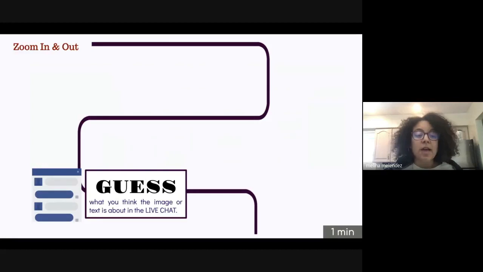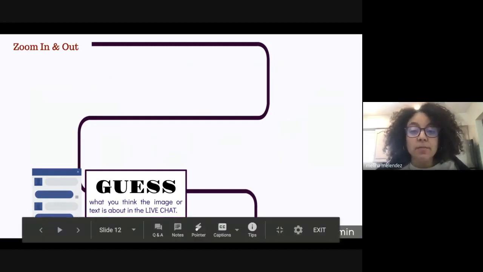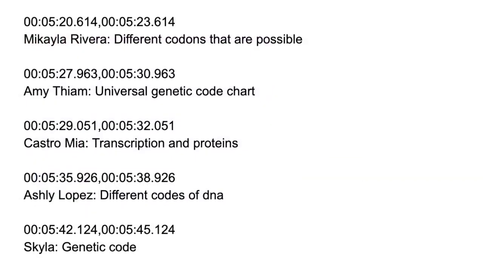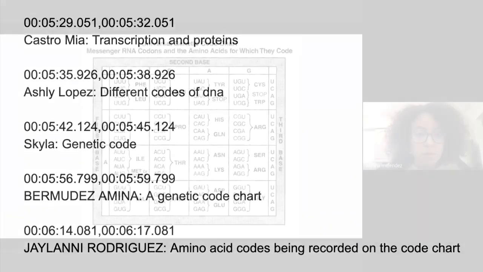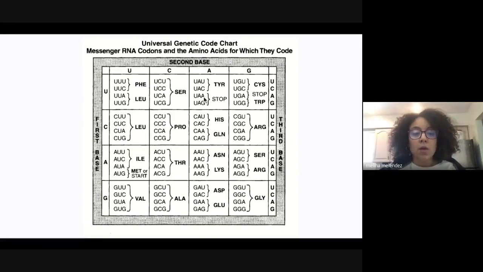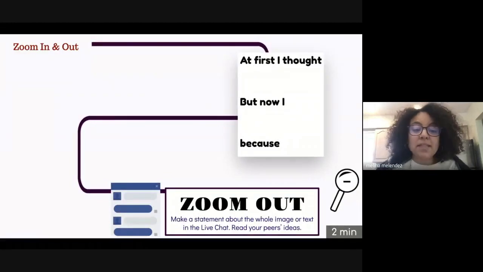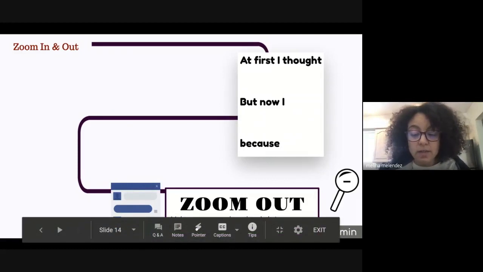Okay, so now, if you can, guess, what do you think this image is about in the live chat? Remember, it's a guess. You are going to make a statement about the whole image in the live chat. So you can say, at first I thought, and then that first guess, right? And then, but now, because, right? I'll just write that in the chat as something to remember.